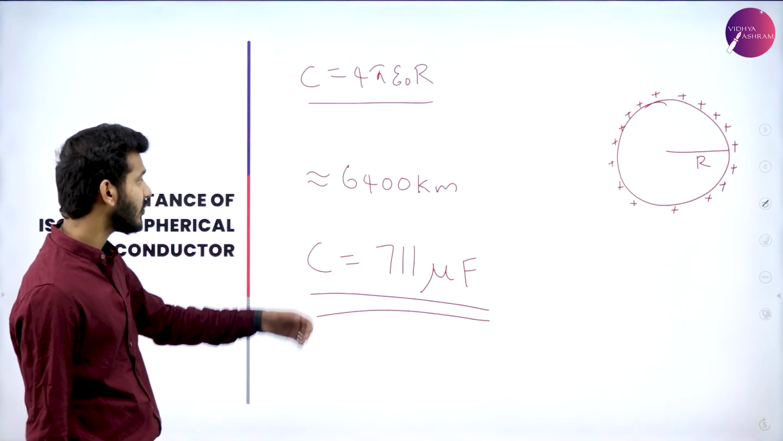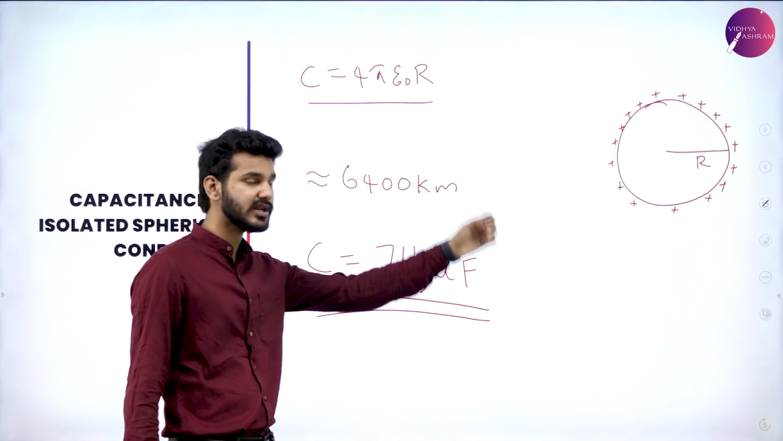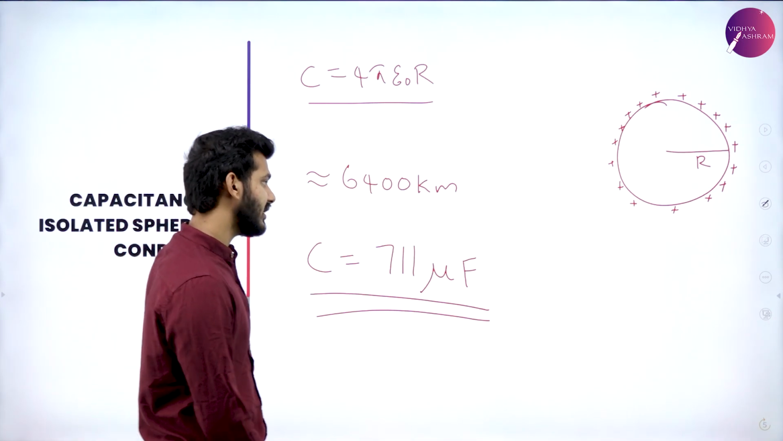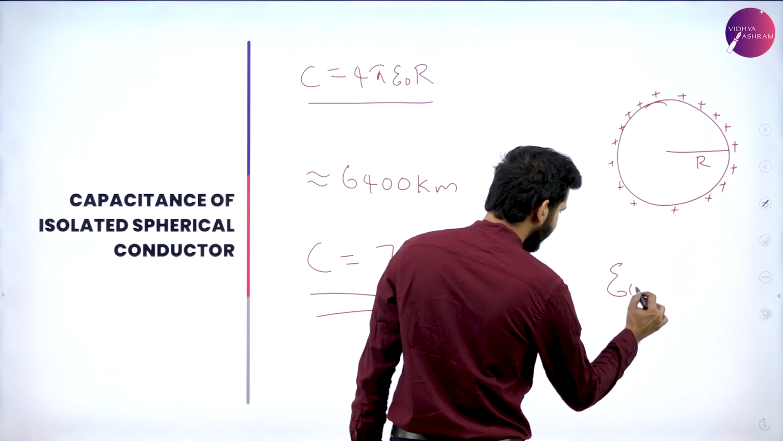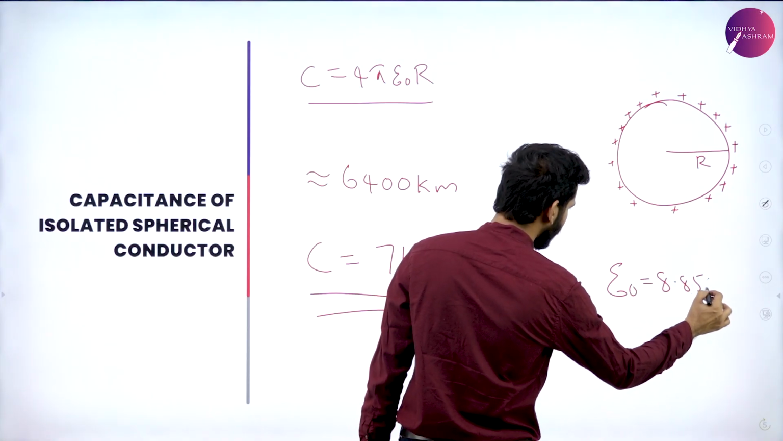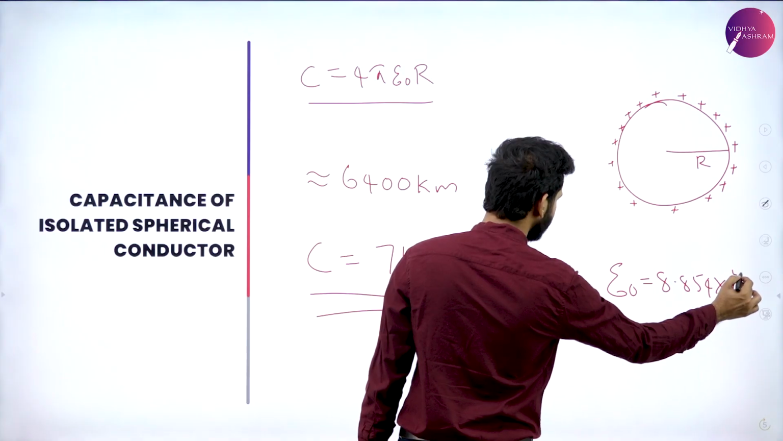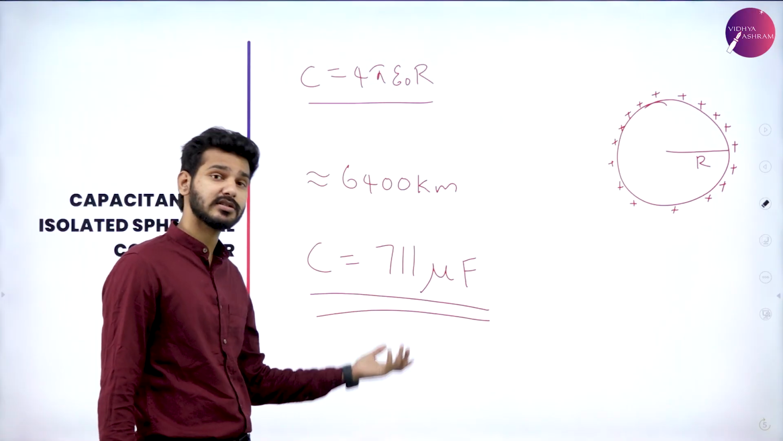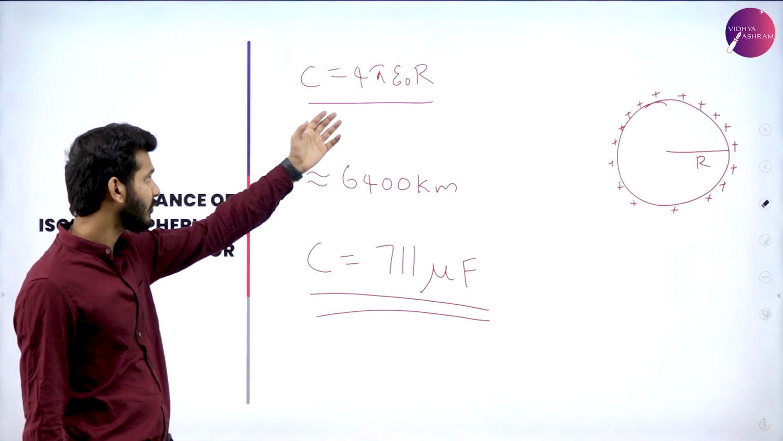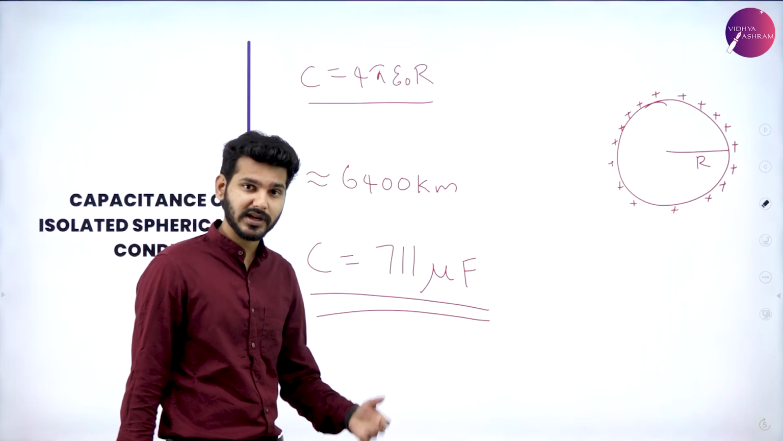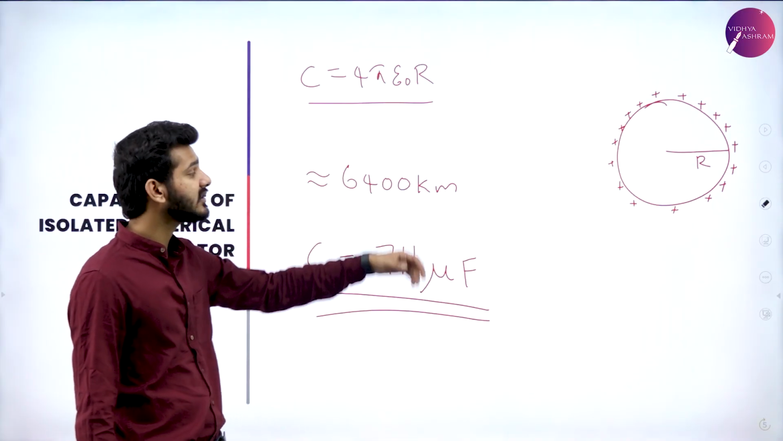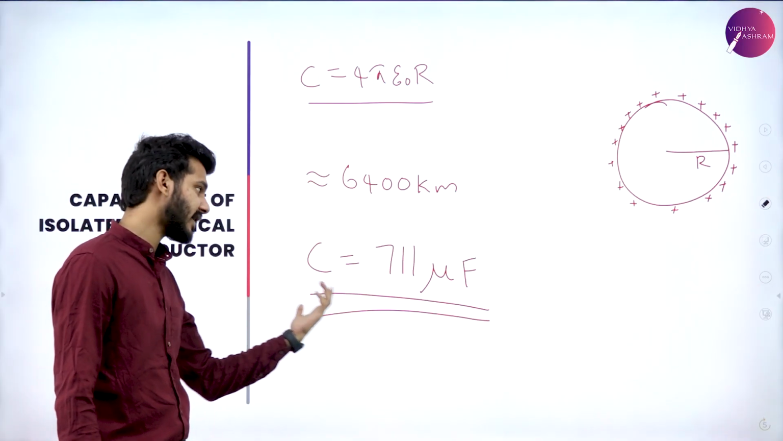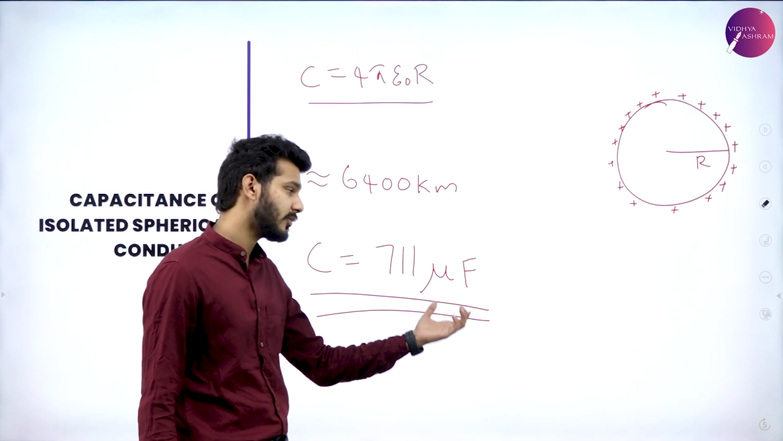You can do the calculations if you want. It is 6400 into 10 raised to 3 meters, and 4 pi epsilon naught is nothing but 9 into 10 raised to 9. Or you can individually add that. Epsilon naught has a value of 8.854 into 10 raised to minus 12. So you can substitute the individual values here and find the capacitance of Earth. So for pi, you know 4, you know pi, which is 3.14, epsilon naught is 8.85 into 10 raised to minus 12, and R is 6400 kilometers, the radius of the Earth, and the capacitance will come out to be 711 microfarad.